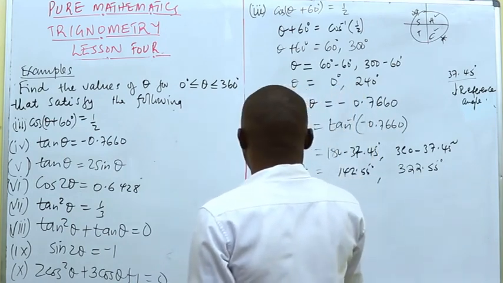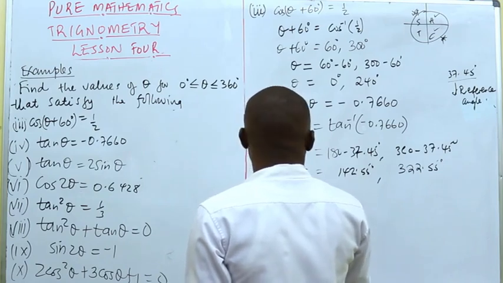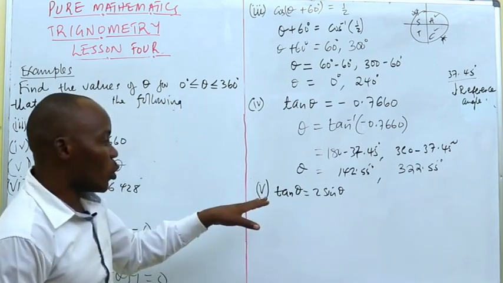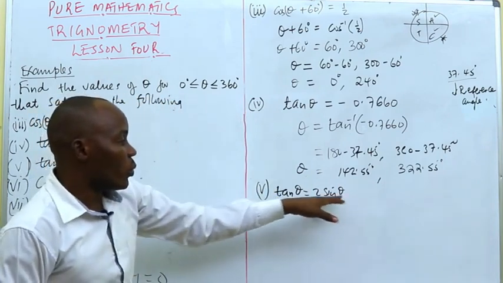If we go to Roman 5, Roman 5 is a bit unique. It is tan theta is equal to 2 sine theta. Why is it unique? We have two ratios.